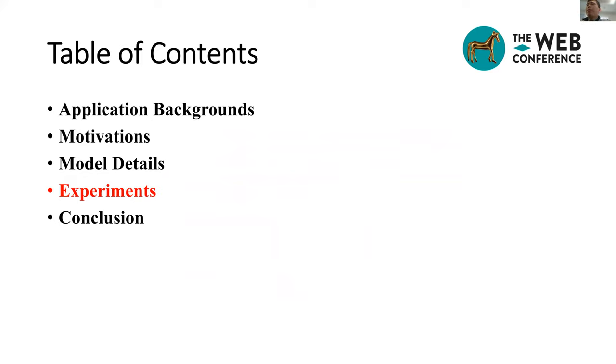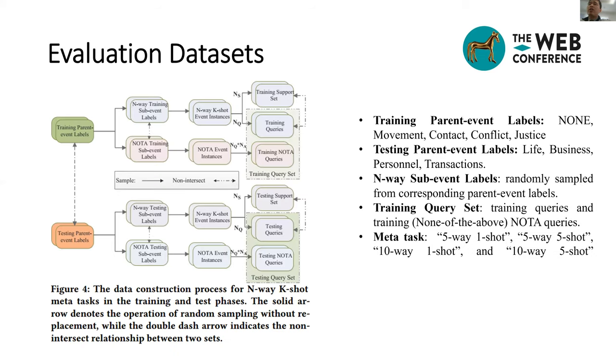We also examine our proposal on the ACE 2005 data set. First, we introduce how to construct a few-shot event detection data set from ACE 2005. The total parent events are first separated into two disjoint sets, training parent event levels and testing parent event levels. For example, we select non-movement, contact, conflict, and justice as the training parent event levels, while the rest, life, business, personnel, and transaction, are the testing parent event levels. For the N-way, sub-event levels are randomly sampled from the corresponding parent event levels.